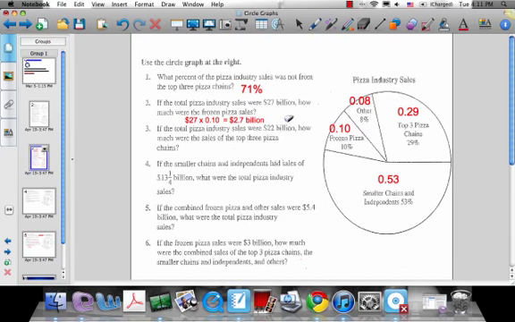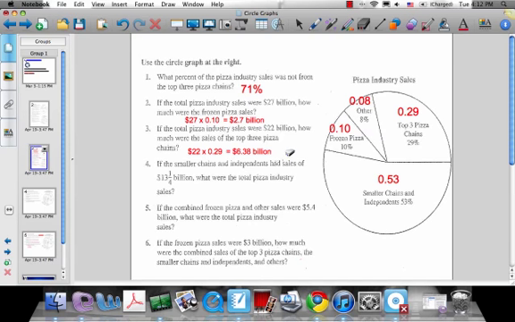Number 3 is done exactly the same way. It says if the total pizza industry sales were 22 billion, notice they changed it from 27 in the second question, how much were from sales of the top 3 pizza chains? Well, the top 3 pizza chains are 29%. As a decimal, it's 0.29. So doing this problem exactly the same way as the last, we use 22 times 0.29, and this gives us $6.38 billion as the portion for those top 3 pizza chains.